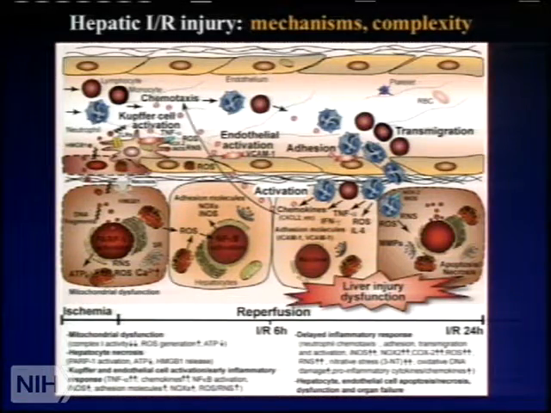They activate these Kupffer cells, which produce TNF-alpha, and activate NOX2 to generate reactive oxygen species. They have inducible nitric oxide synthase, which is a source of nitric oxide. And there is increased chemokine release. This leads to the attraction of neutrophils and activation of endothelium, which expresses adhesion molecules.